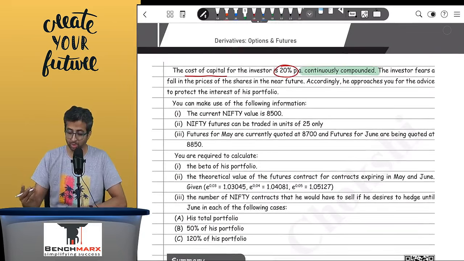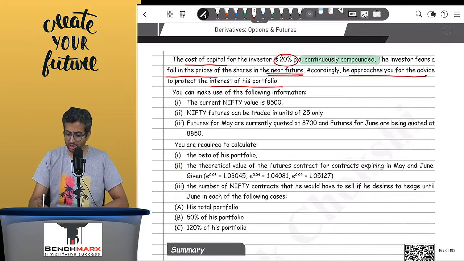So over here, you'll probably learn the continuous compounded method. The investor fears a fall in prices of the shares in the near future. Accordingly, he approaches you for advice to protect the interest of his portfolio. You can make use of the following information.